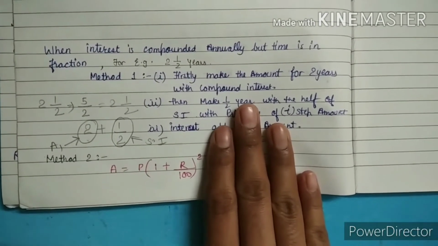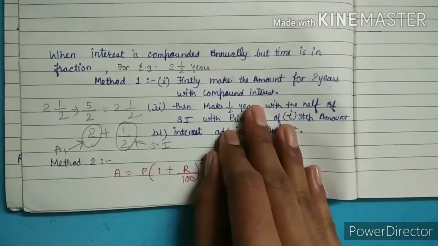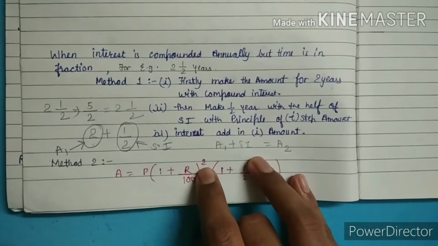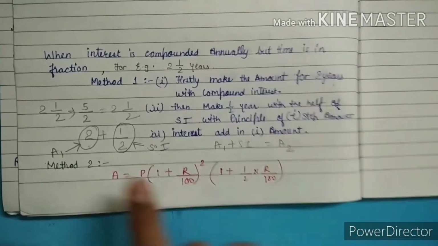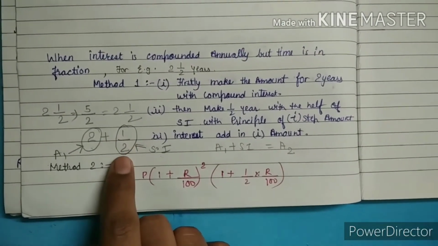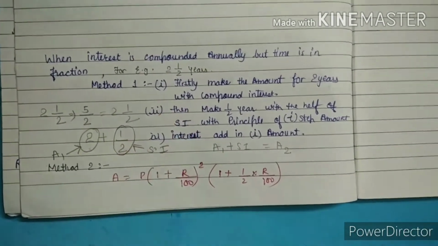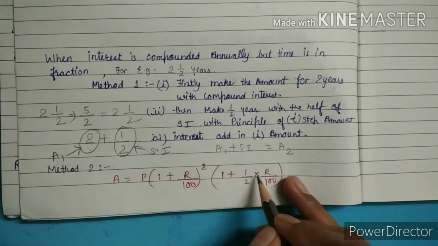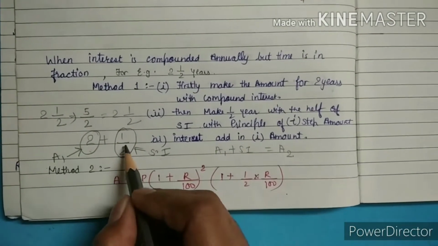Principal into (1 plus r by 100) whole power n, where n represents the number of whole years. But one more thing is there in the fraction. That fraction part can be solved as well. The fraction comes just before the r, as in multiplication. What is in the fraction?